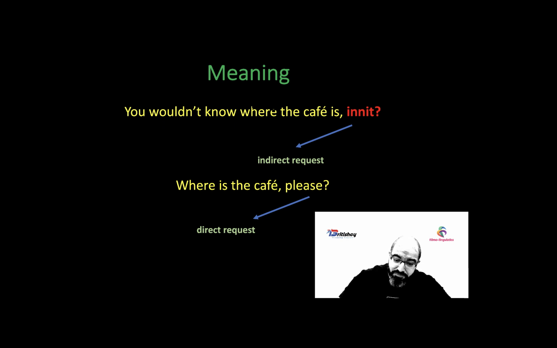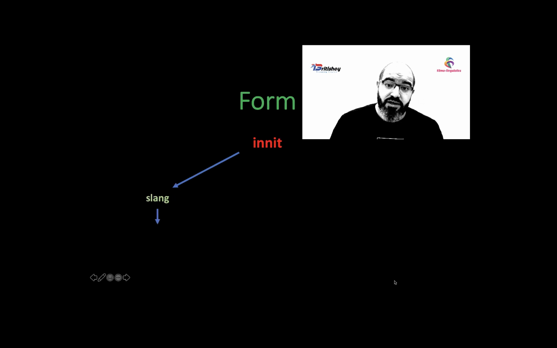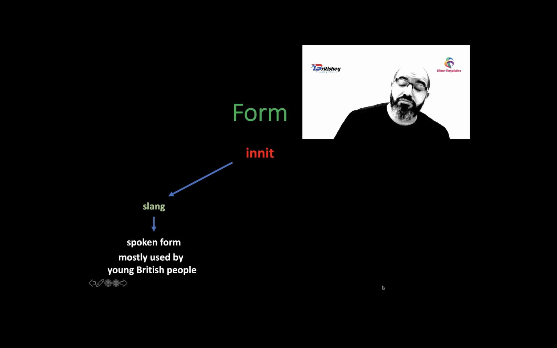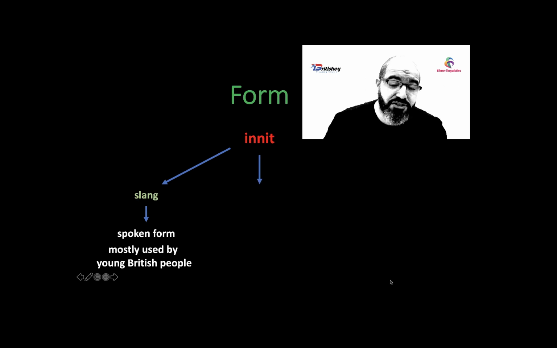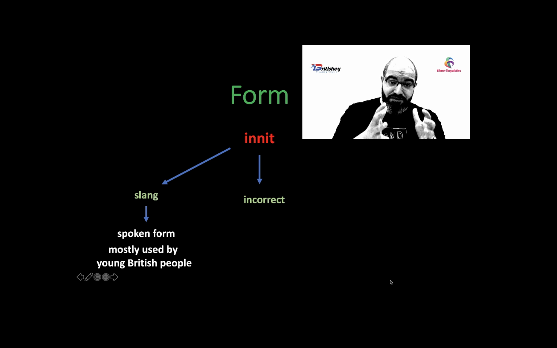Now from here, let's move to form. And we would say that innit is actually part of slang English. And when we say slang English, we mean by this that we're talking about the spoken form, and we talk about a specific group of people. And in our scenario, the specific group of people is young British people. Some people also say that innit is incorrect. The reason why they say that is because originally it comes from isn't it. So they want people to say isn't it instead of innit. And that's why they say that this is incorrect.